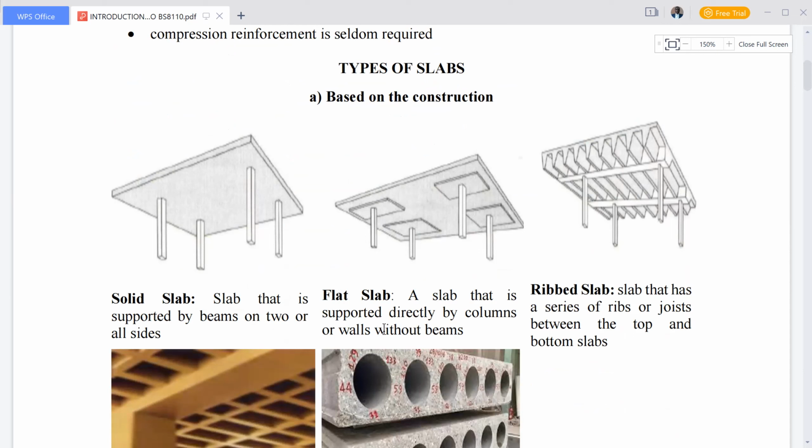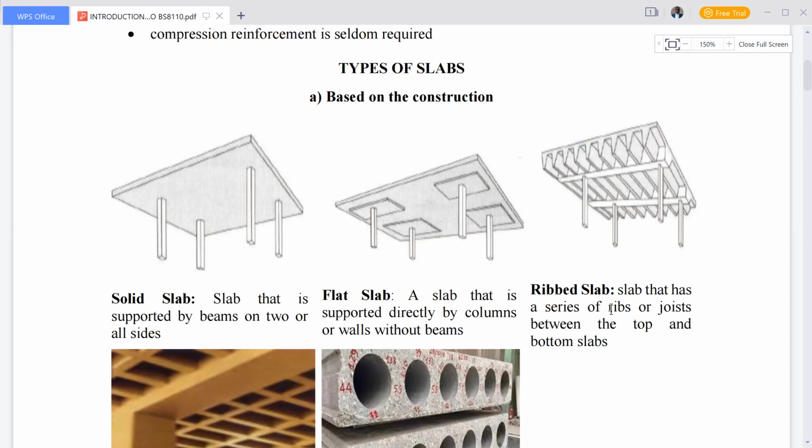Then we have what you call a flat slab. A flat slab is a slab that is supported directly by columns or walls without beams. So for a flat slab, there are no intermediary beams. That's why you see here the column cap. The column cap helps reduce the effect of the shear stresses on the slab because there are no beams.